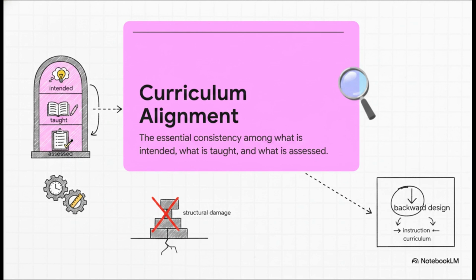Think about it. If you teach a beautiful, engaging lesson on critical thinking, but then you test your students strictly on memorized facts, your curriculum has severe structural damage. It's completely misaligned. Wiggins and McTighe's backward design actually fixes this exact problem by making you plan the assessment before you even plan the instruction. That way, you're always teaching directly toward the evidence of learning you actually want to see.